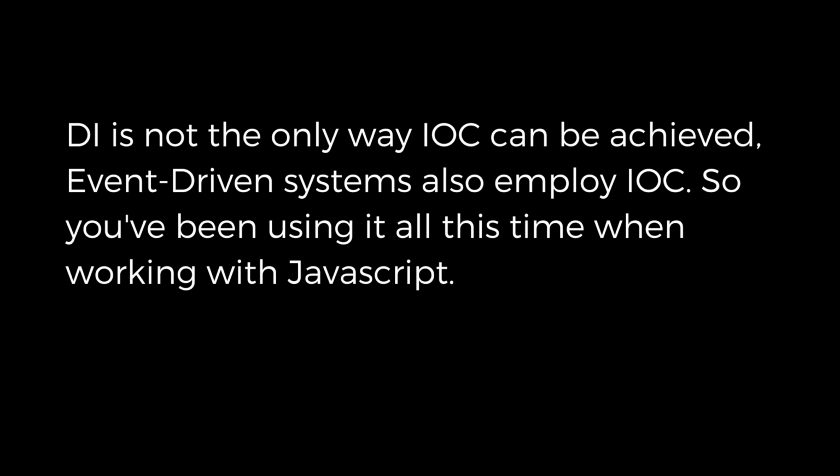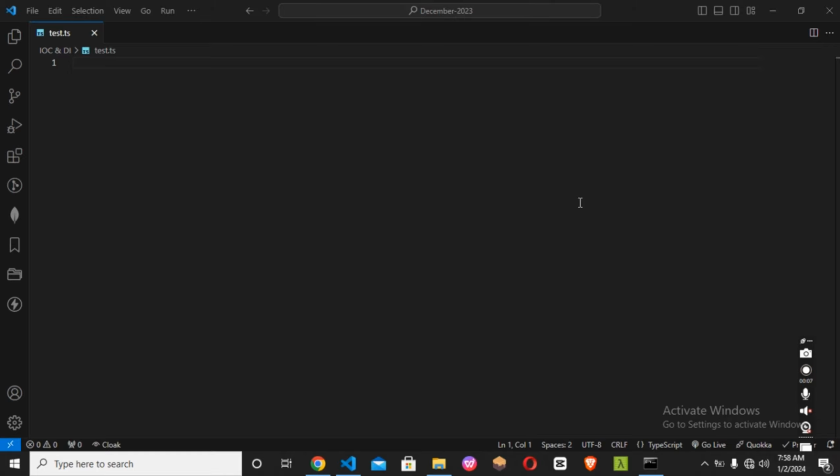We have already established what inversion of control is, and you should know that dependency injection is one of the methods to achieve inversion of control. However, dependency injection is not the only way that inversion of control can be achieved. Event-driven systems also employ inversion of control. So you've been using it all this time when you're working with JavaScript. The event loop is provided by the runtime, while you write code that will be called by the event loop when the event occurs. We've delegated the part of calling the function that's going to be fired when the event occurs to the framework, which in this case is the runtime.